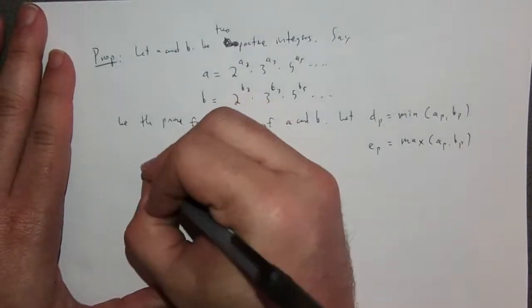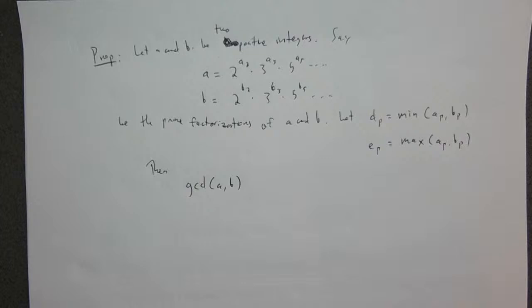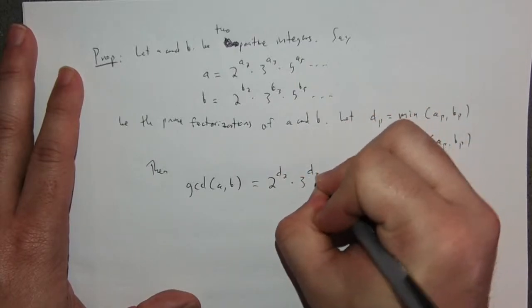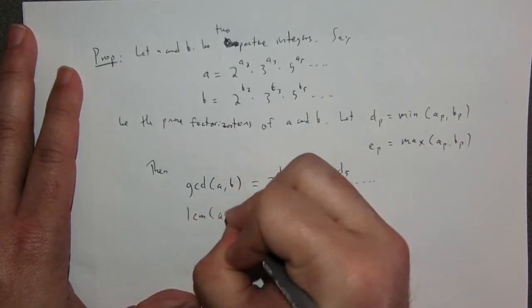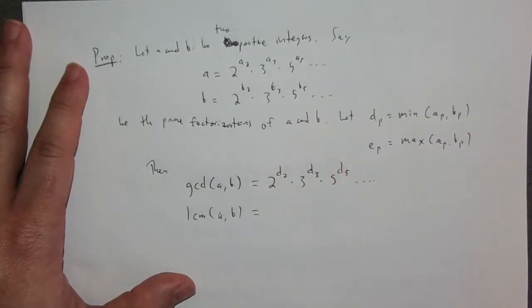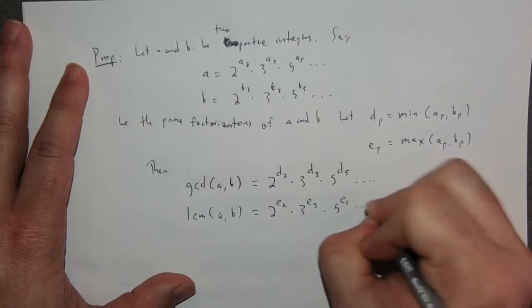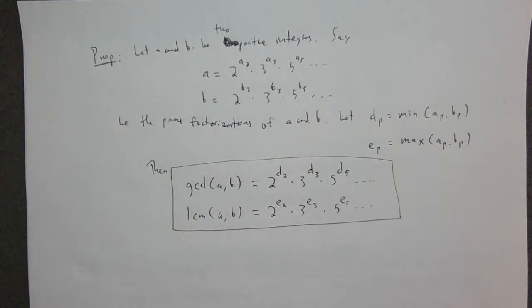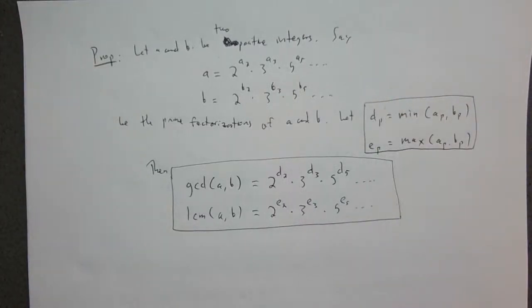Okay. Then the GCD of A and B is 2 to the D sub 2 times 3 to the D sub 3 times 5 to the D sub 5, and so on. And the LCM of A and B is 2 to the E sub 2 times 3 to the E sub 3 times 5 to the E sub 5. Okay. So there is a very nice, simple way of expressing both the GCD and LCM of two numbers in terms of their prime factorizations, where these exponents are either the mins or maxes of the exponents, pairwise per prime.